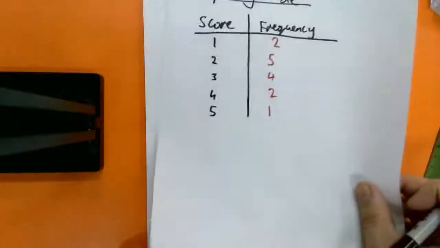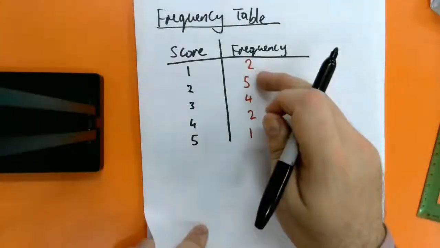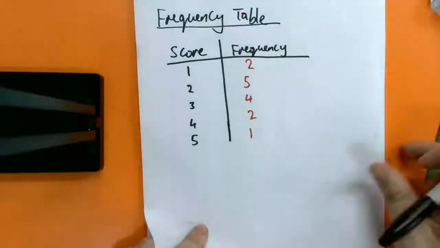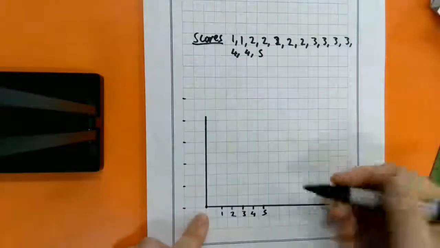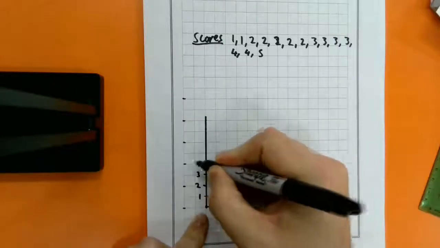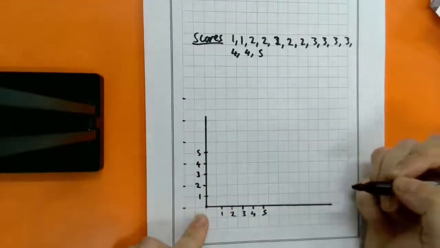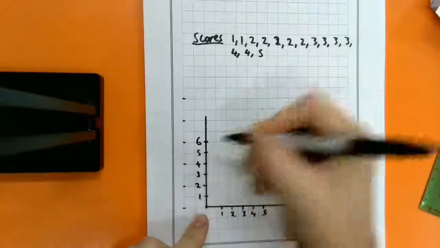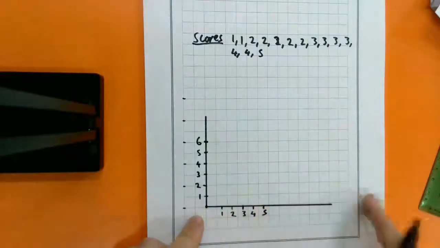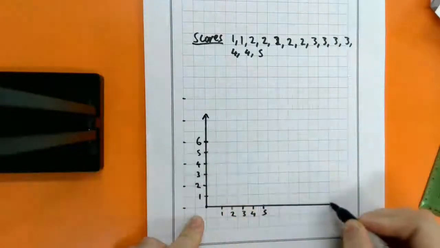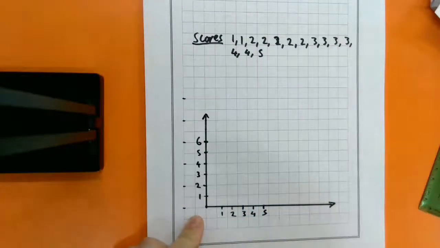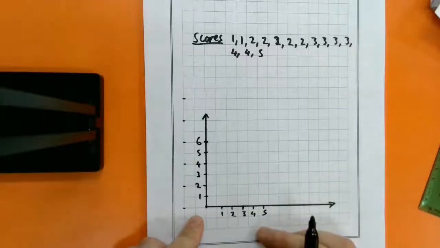If we go back to my frequency table, the highest frequency I have is 5. What I should do with my graph is include an extra step above that, so it doesn't reach the top of my graph. So I'm going to start here at 1, then 2, 3, 4, 5, but I'm going to go 1 step further and add in 6. Now I have my vertical axis and my horizontal axis. I'm going to add some arrows to my lines to say they continue on if I wanted to.